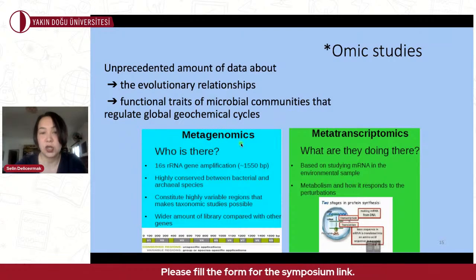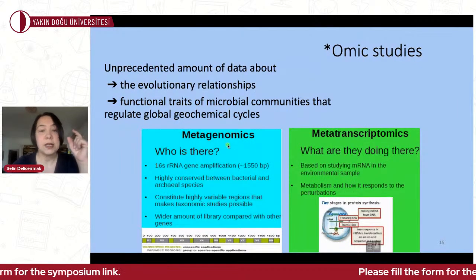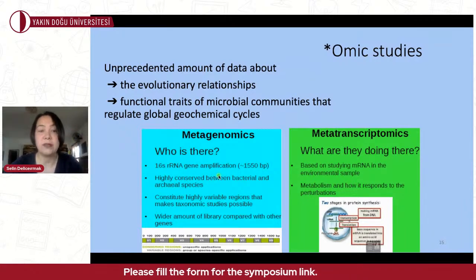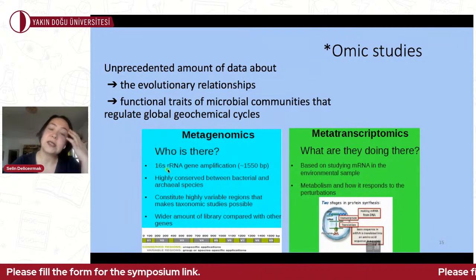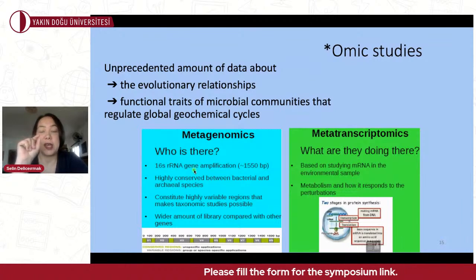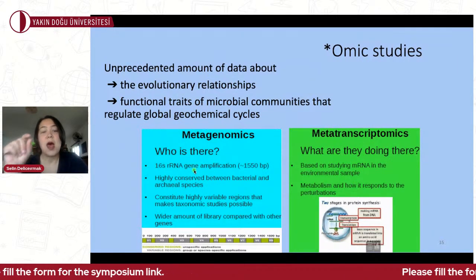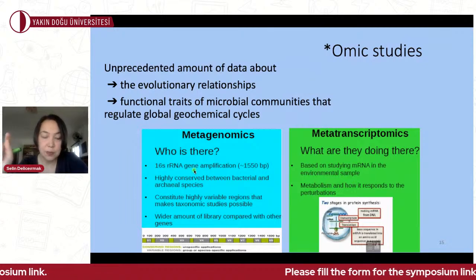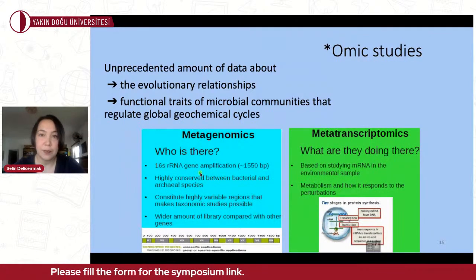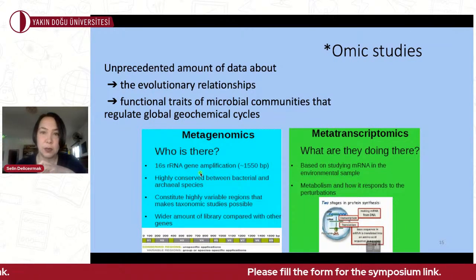If we have a look at metagenomics, it answers the who-is-there question again. You can simply use the 16S rRNA gene and amplify it in order to have the information. This 16S rRNA gene has highly conserved regions between bacterial and archaeal species, and it also has highly variable regions that make taxonomic studies possible. Also, the 16S rRNA gene has a wide amount of library, so you can use your data and compare it with the data in the database.